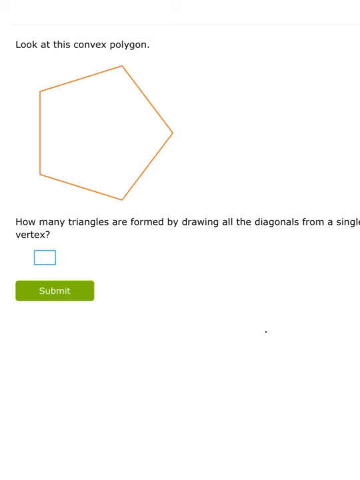So for this question, we need to figure out how many triangles are formed by drawing all of the diagonals from a single vertex. So pick any random vertex of this polygon. I'm just going to start over here. And we're going to determine how many triangular regions we can form by drawing the diagonals from the single vertex. So just like the examples we did before in our notes, I know that I can form 1, 2, 3 triangular regions. So I would just submit 3 and go on to the next question.